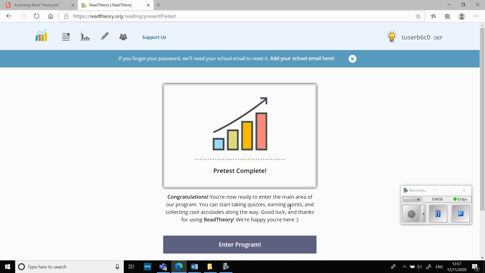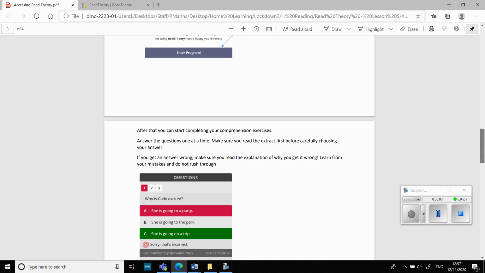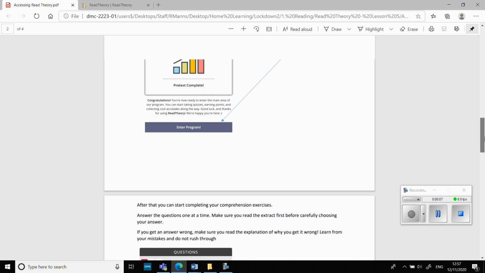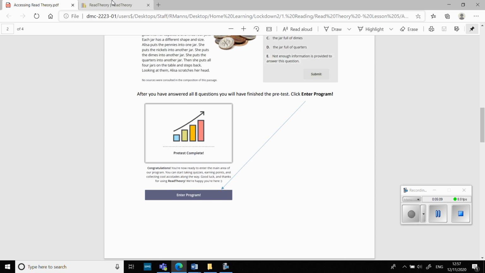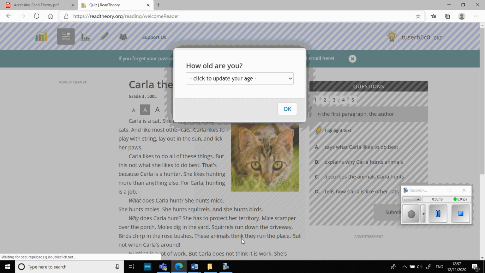And then when you're finished, you've completed your pre-test. So if you look on my instructions, it tells you what to do there. You follow those through. Have a go, and then I've completed the pre-test. And that will be my starting point done. So that's the first thing you need to do. That'll take about 20 minutes. And then you enter the program.